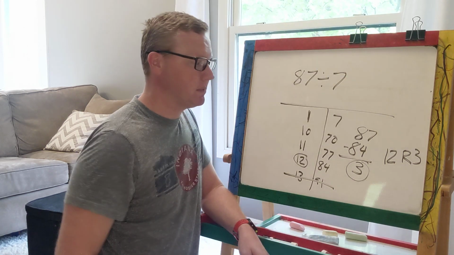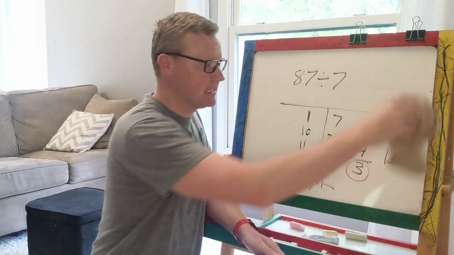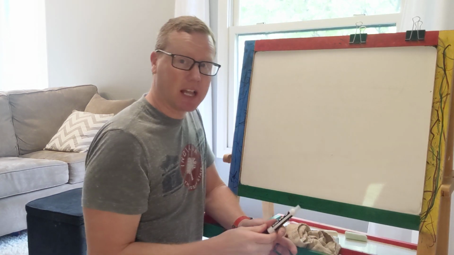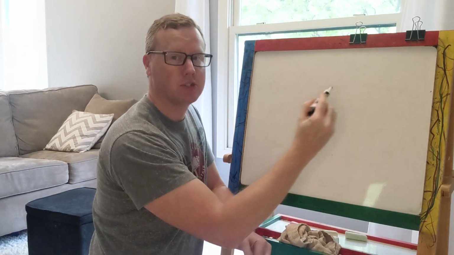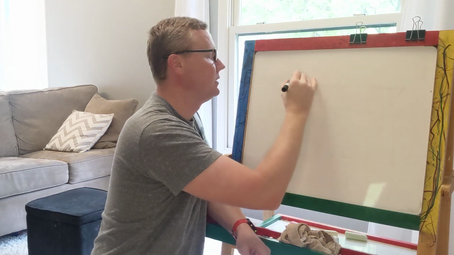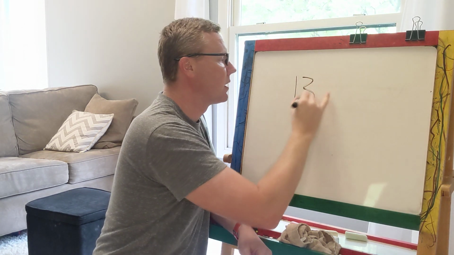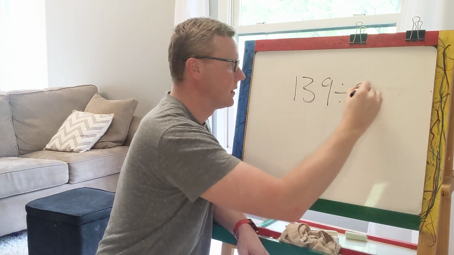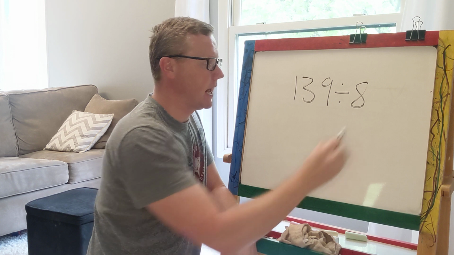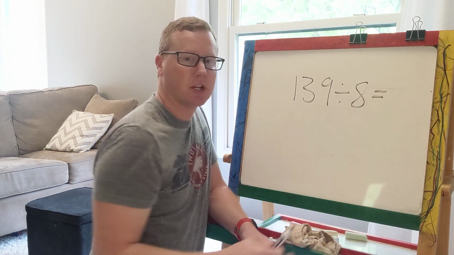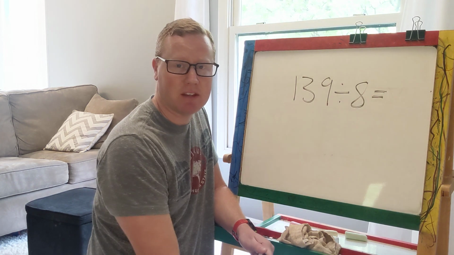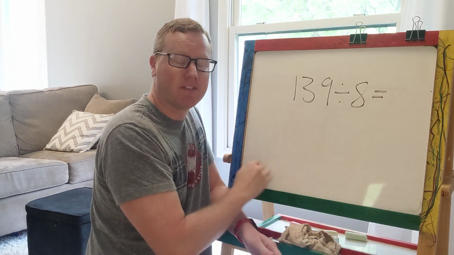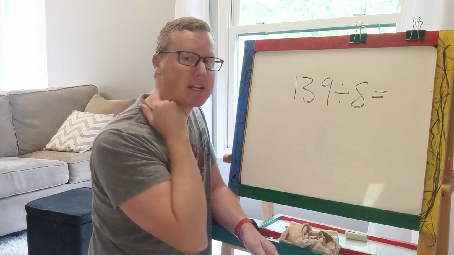I'm going to give you one to practice, and then that will be it for the lesson today. This one's going to be a little bit bigger. Don't worry, you can still do it. 139 divided by 8. Go ahead, hit pause, use any method you want. If you're comfortable with the area model, I want you to use, or if you're comfortable with modeling, I want you to use the ratio table.